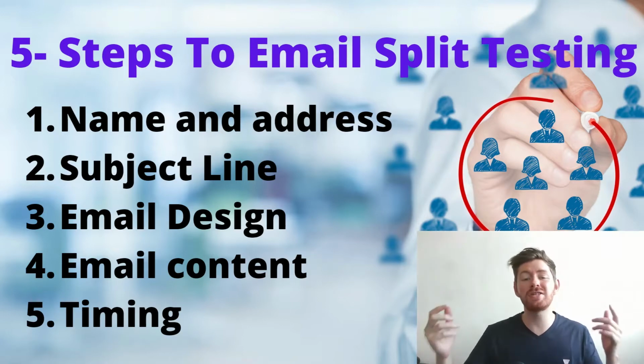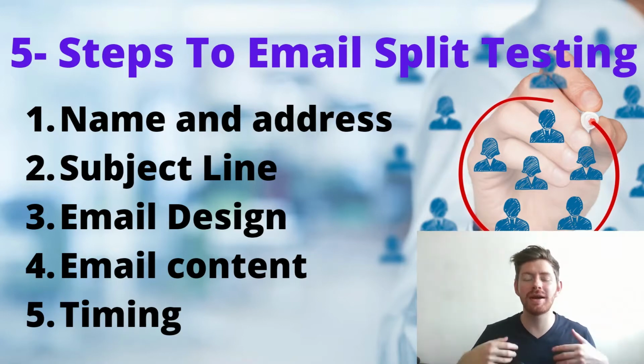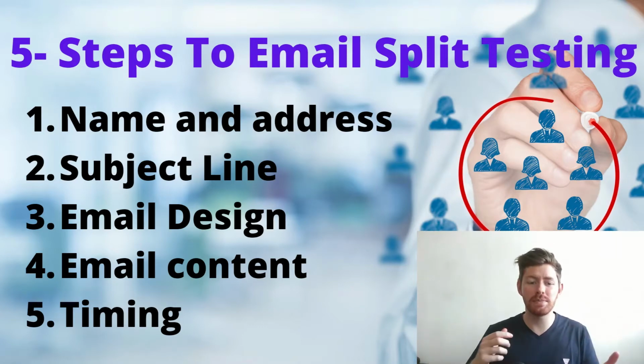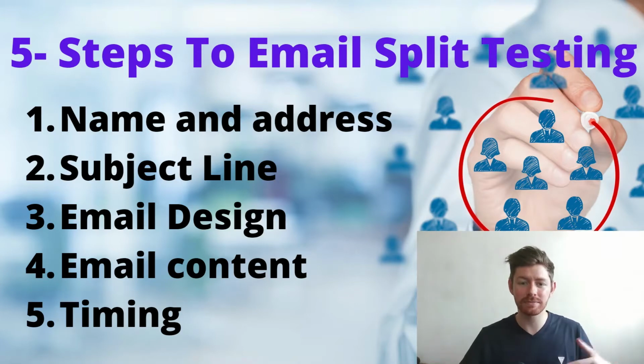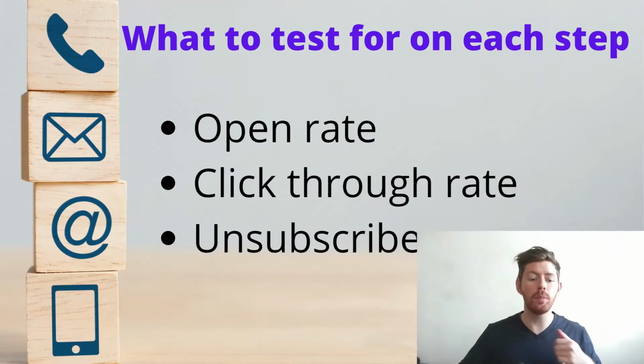So there's a whole bunch of different things we need to test in order to make our email marketing the best it can be. So for each one of these steps, the name and address, the subject line, email design, content, and timing, we need to test 3 things. And what are those 3 things we need to test? Well, this is what they are: the open rate, the click-through rate, and the unsubscribers.